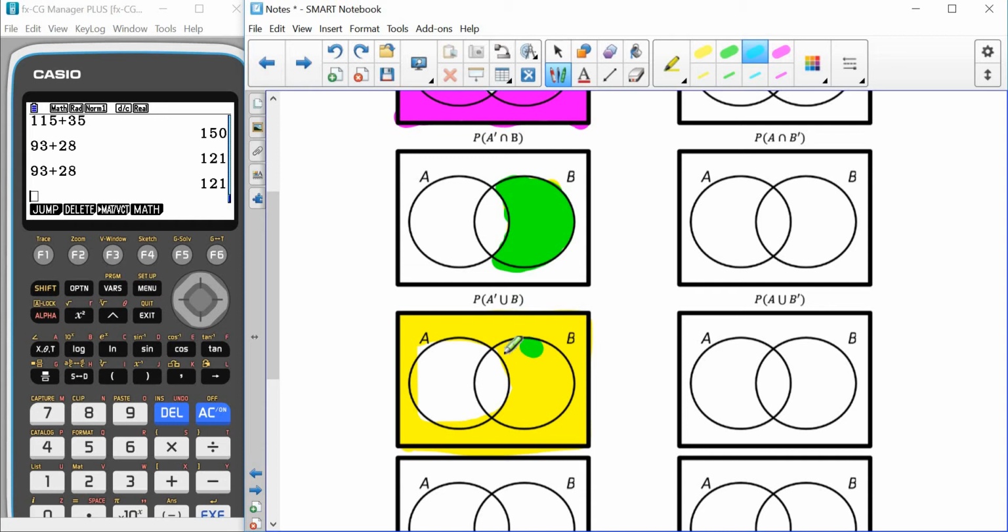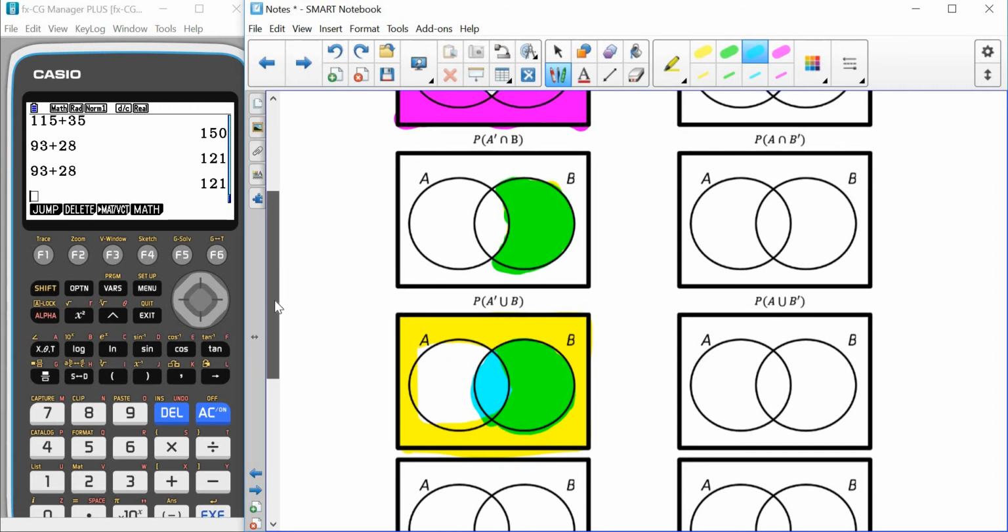B is going to be everything that's inside the circle for B. And because it's or, we want where it's yellow or blue or both of them together, which means that it's everything apart from this half moon bit here that's representing A.